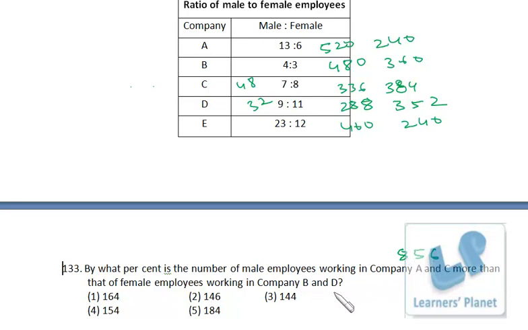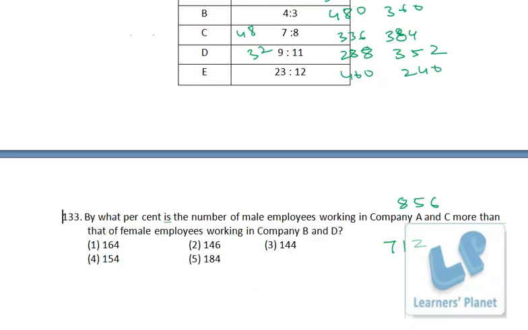Now female employees in B and D. So that is 360 plus 352. Okay. So the difference between this and this is 144, right? So that is actually the absolute difference.